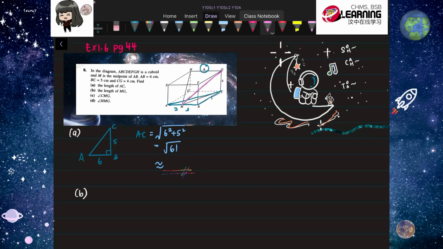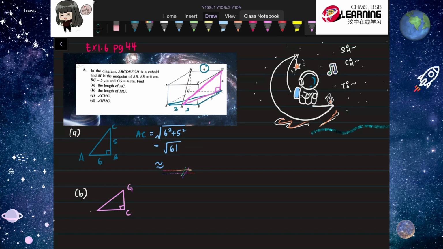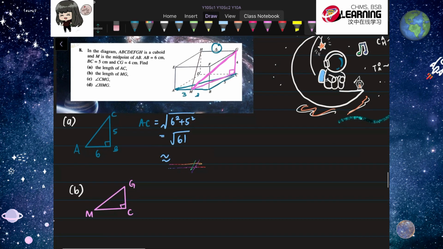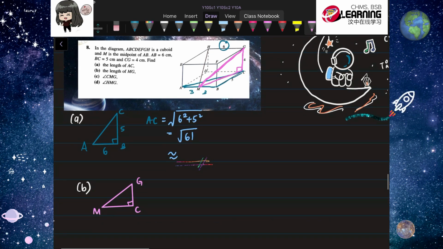So to find this MG, we need to find, there is a 90 degree here, you see. If I were to draw the triangle, it will be like this. This is your GCM. If you want to find MG, here is 4. We don't have an angle, we don't have any other length. But this length we can find. So we find MC first, then only find MG. So we find MC first.